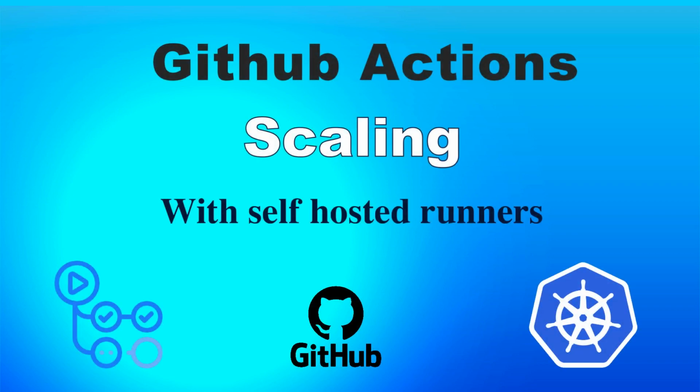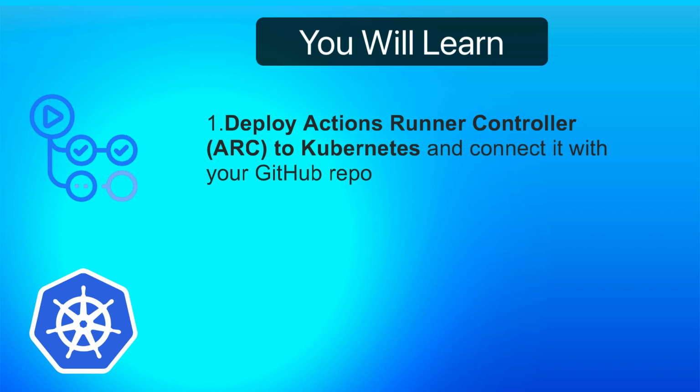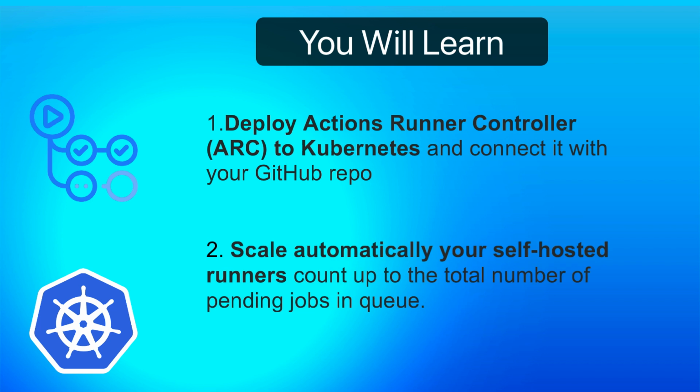Hi, in this tutorial I will show how to deploy Actions Runner Controller (ARC) to Kubernetes and connect it with your GitHub repo. This controller we need in order to deploy self-hosted runners to Kubernetes, and to automatically scale your self-hosted runners count up to the total number of pending jobs in the queue.